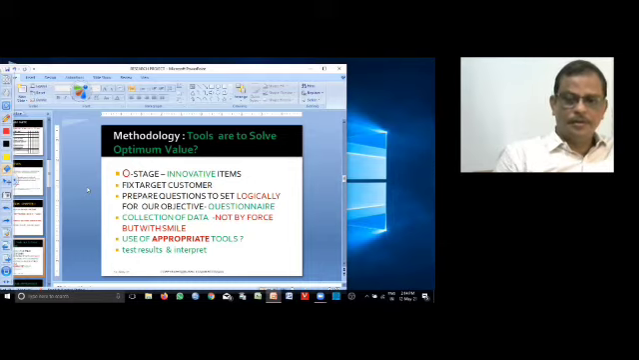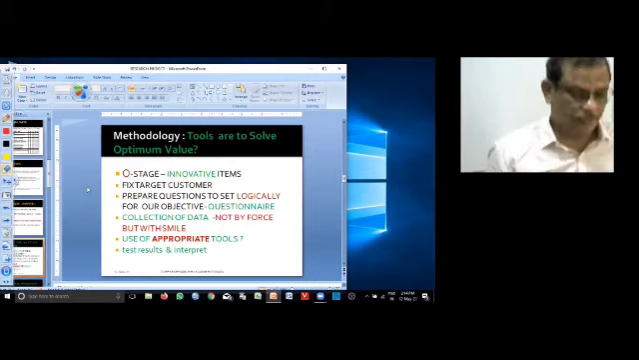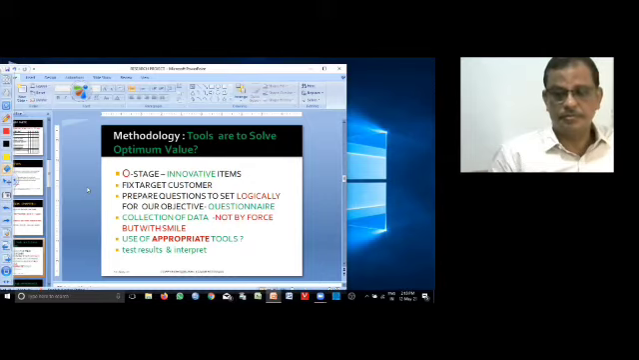So before that, you have to fix your target customer. Who are the target customers and how the questions will be set logically, and what is your objective, what is the questionnaire, what is the collection, and collection of data I mentioned, not by force but with a smile. So everybody should maintain a very congenial approach, a very smiling face. You have to go to the respondents and you have to ask questions. It should not be forced. It should come up with a very smiling face.